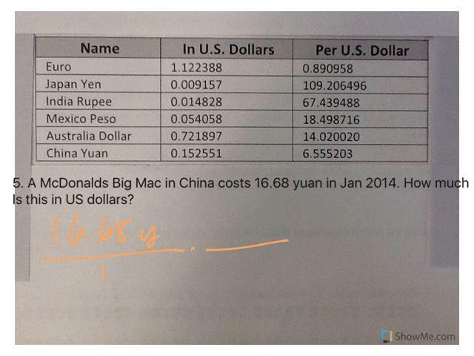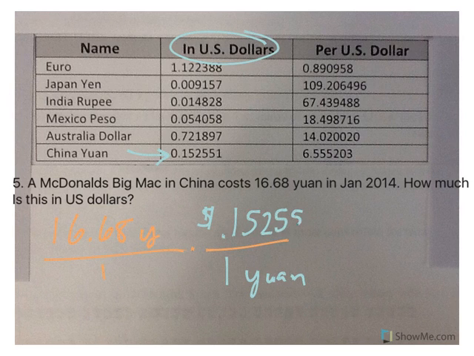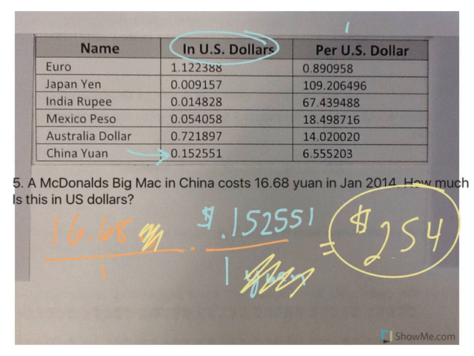Okay, and I want to be in US dollars, and this is 1 Chinese yuan. So again, in US dollars, Chinese yuan, I'm using 0.152551. This makes my yuan go away. I multiply across, and I have approximately 2.54. So a Big Mac in China costs about 2.54.